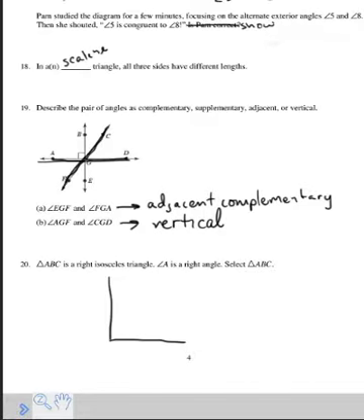Alright, triangle ABC is a right isosceles triangle, so isosceles means those could be the congruent lengths, and A is the right angle. Rather than saying select triangle ABC, it really just means to draw. This was originally a multiple choice question. I changed it into just a free response, so it should say draw triangle ABC.